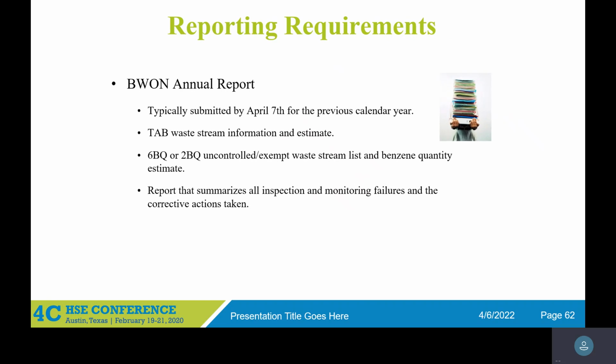Reporting requirements: you have to do the annual BWON report, like I said, that has 3 reports, right? The TAB, the 6BQ or 2BQ, and then your exception report, what went wrong on your monitoring. This includes this tank failed, we had to take this tank out of service, the water still wasn't there, this hatch on top of a cover failed, etc. And how we fixed it: we did a first attempt, then a second attempt, and then it was fixed on such date. That's just a little table. All of you included it, right? Okay.